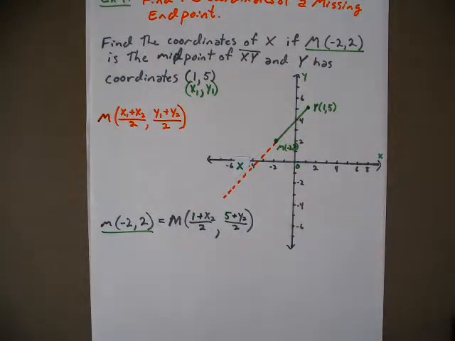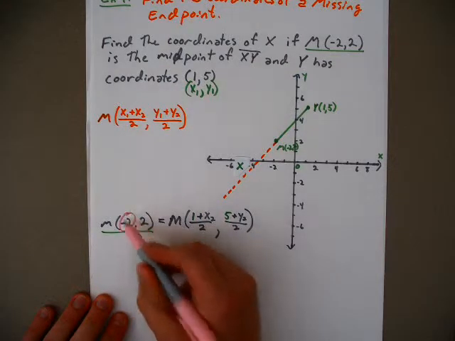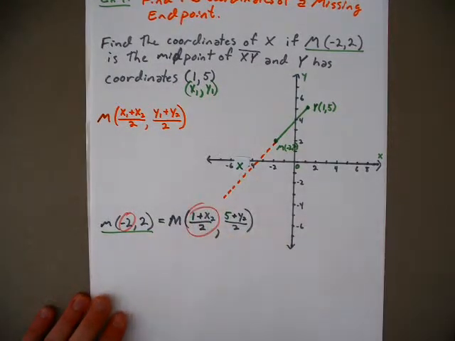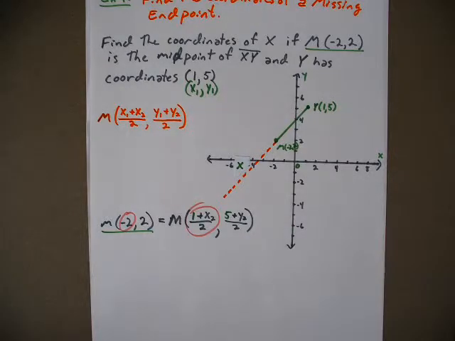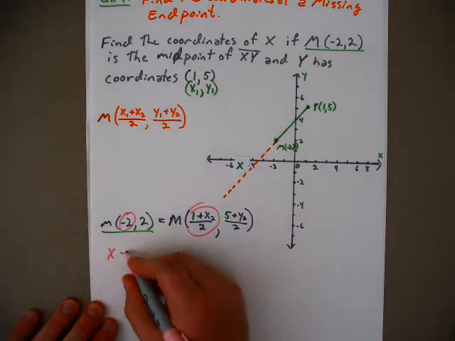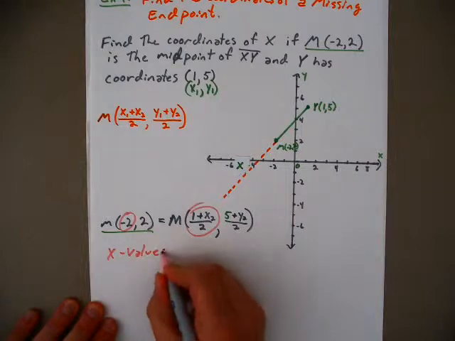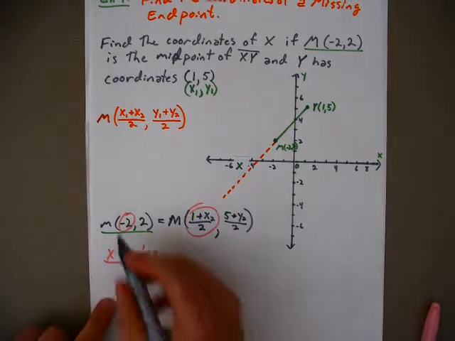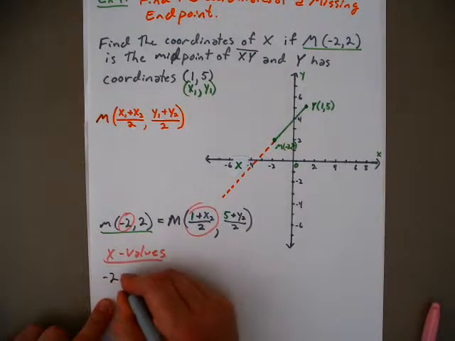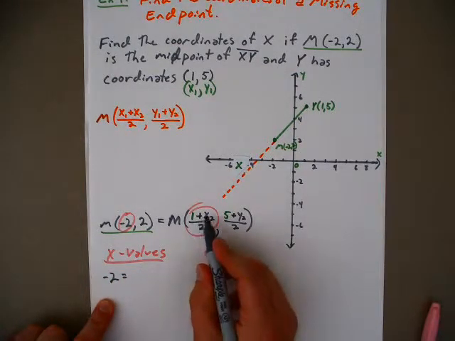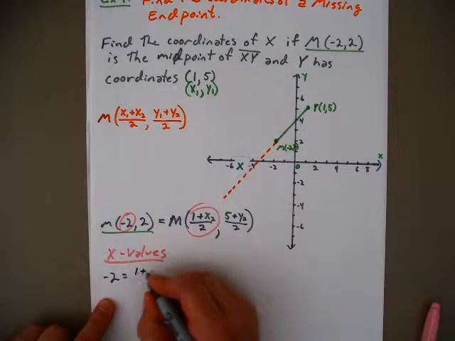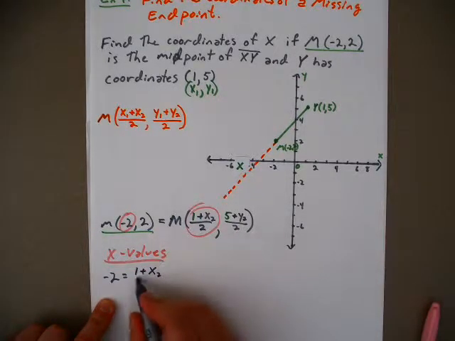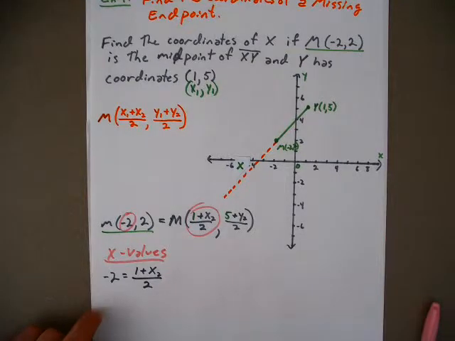And so now what I have to do is figure out what I'm solving for. Well, I'm going to start with my x values. This is my x value, and this is my x value. So I'm going to set those equal to each other. So x values. Okay, so my x values, it's going to be this negative 2, and I'm going to set that equal to this, which is 1 plus x2 divided by 2.